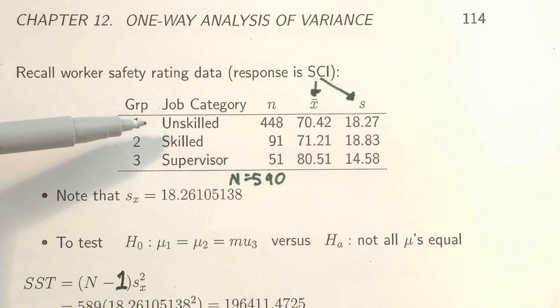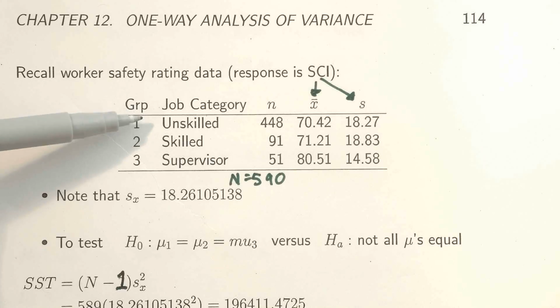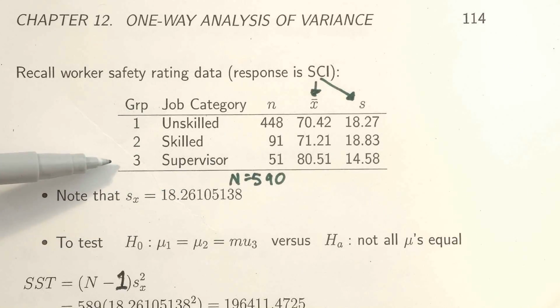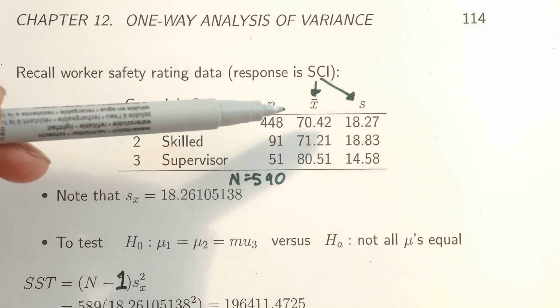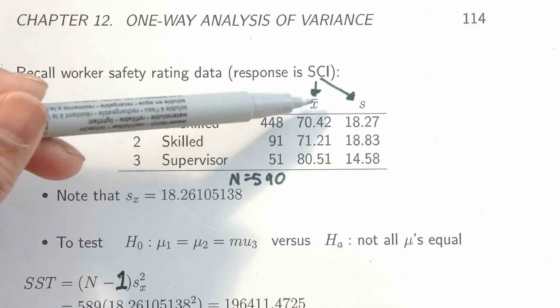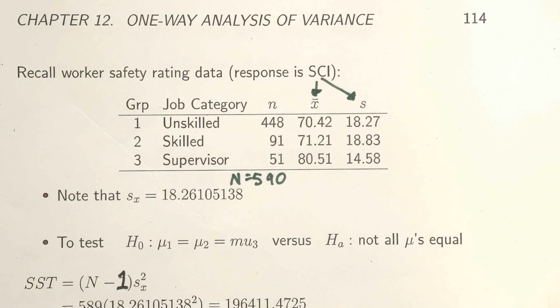So in chapter 12, we were looking at the worker safety rating data where observations or employees were categorized by their job being either unskilled, skilled, or supervisor. And then what was being measured, so these sample means and standard deviations, were from the worker safety ratings based on a survey that these participants participated in.